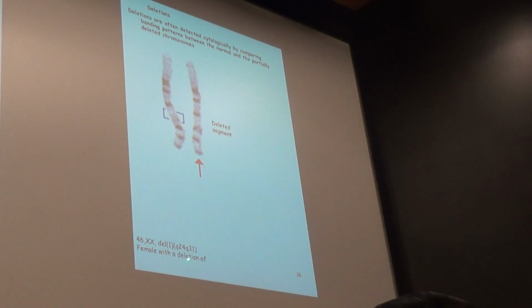Female with a deletion of chromosome 1 on the long arm Q between the bands 24 and 31. In human cells, the long arm is called the Q arm, the short arm is called the P arm on a chromosome. And so this is on the long arm of chromosome 1. So this indicates chromosome number, 46.